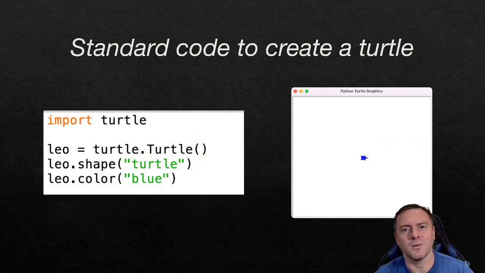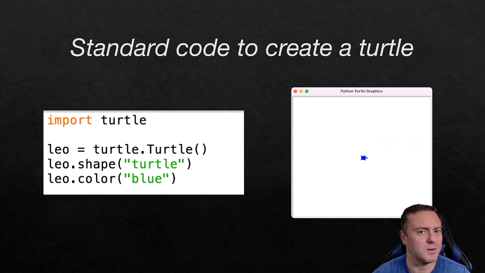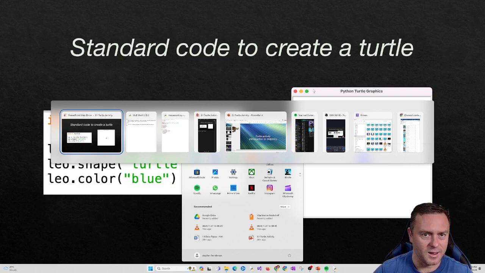So the standard code to create a turtle is this. You literally go import turtle. Leo is equal to turtle.turtle. Leo.shape is a turtle. And Leo.color is blue. So I'm going to do that again.